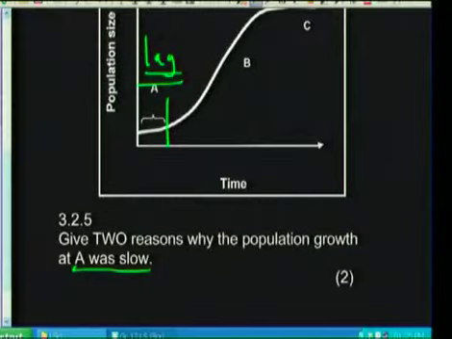Guys, before we go on to the next question, let's go for a break. When we get back, we're going to do a data response question based on population ecology. So go back, stretch, come back refreshed, and we look at more questions. See you after the break.